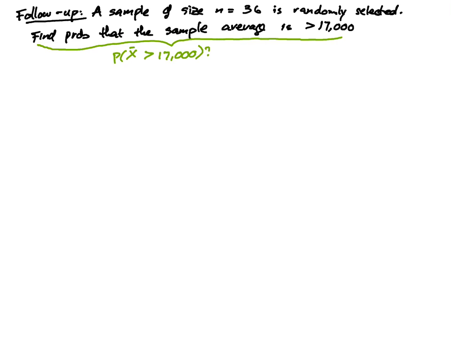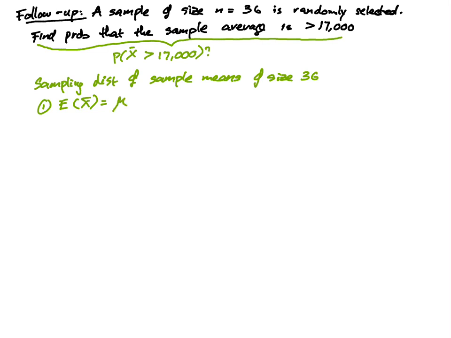Okay. So this means that we need to know the sampling distribution of the mean of size 36. Okay. So first off, the expected value of all the means is equal to the mean of all the means, which is equal to the mean of the underlying variable, which is 12,485.